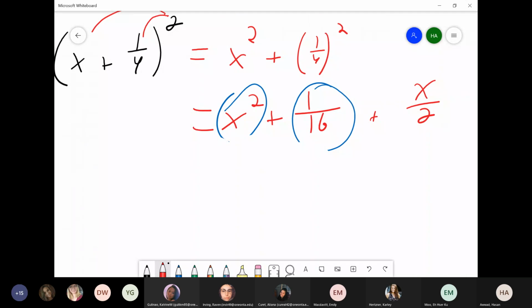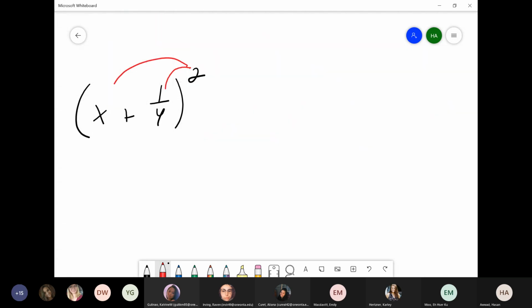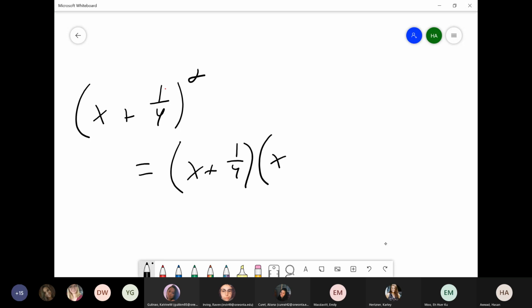Going back to how Katrine answered, we need to FOIL. Foiling is what we learned, right? Or you could think about it as just distributing one binomial to the next. So what that means for us is we're not going to just apply the square to each particular piece in the parentheses. We can rewrite this, right? We can say this is the same thing as (x + 1/4)(x + 1/4), right?